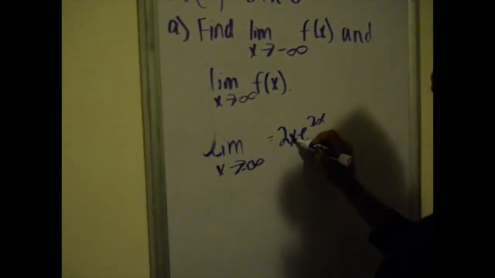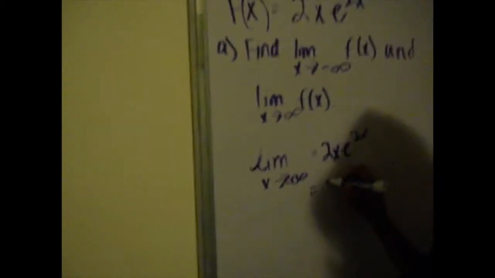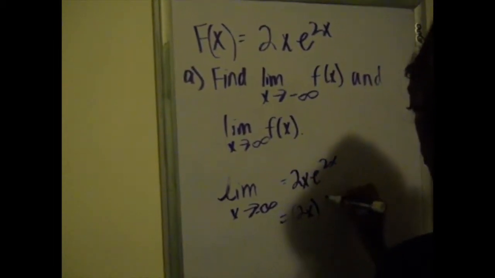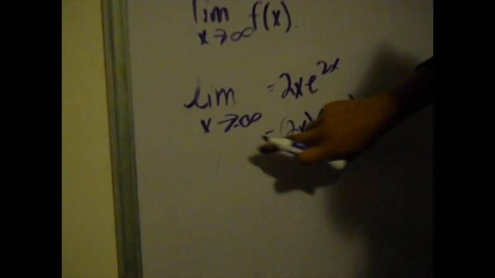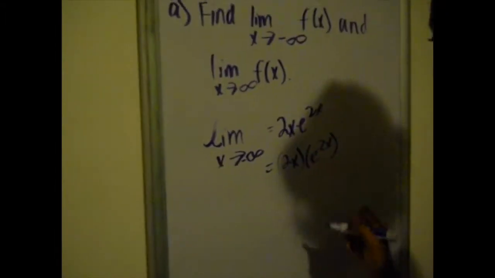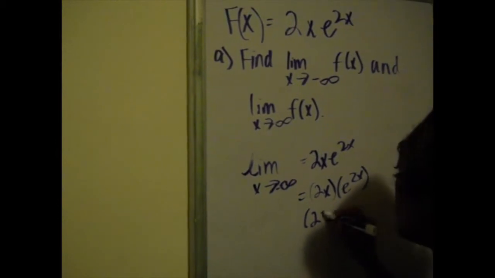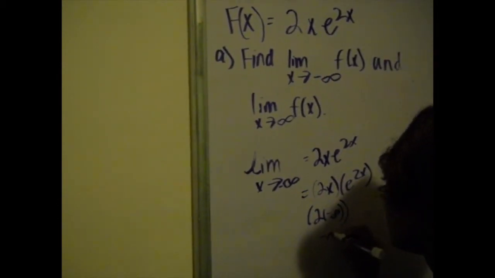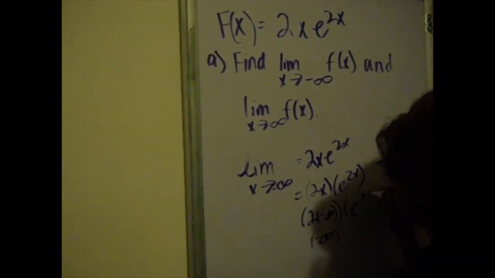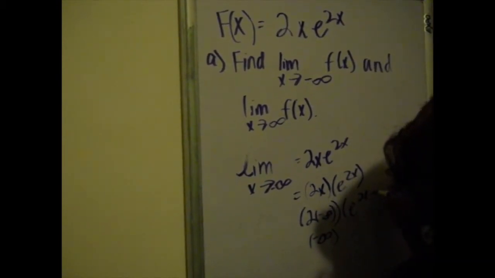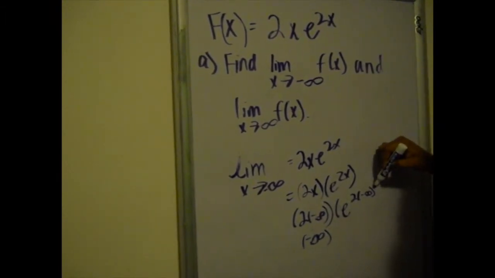So I'm going to treat this function as two different equations. So you have to plug in negative infinity because x is approaching negative infinity. So 2 times negative infinity is negative infinity. And e to the 2 times negative infinity, you know, 2 times negative infinity is negative infinity.